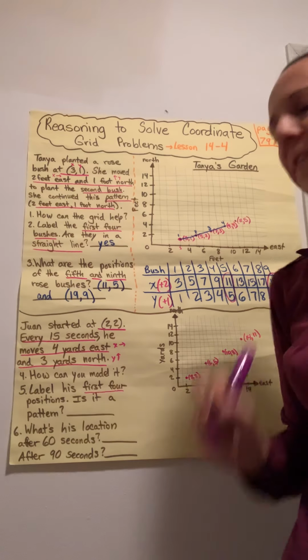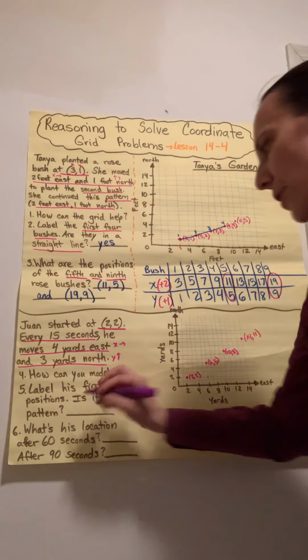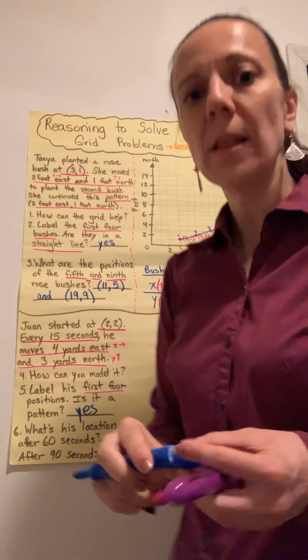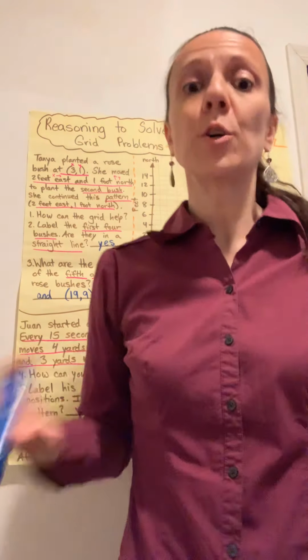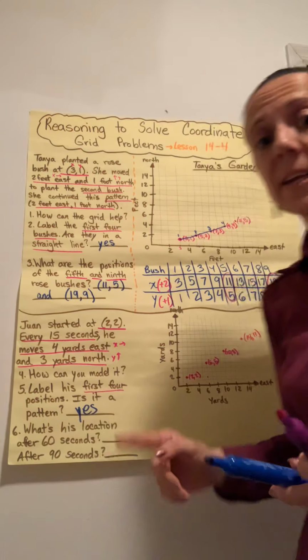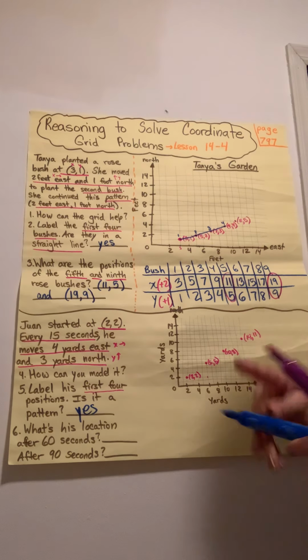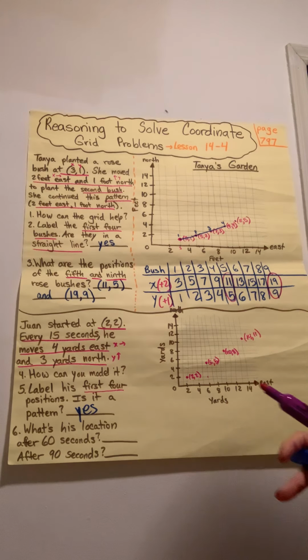And it asks me if it is a pattern. Is it a pattern? Yes, it absolutely is. How can I tell? First, I can look at the directions. I'm doing the same thing each time. Second, I can look at the coordinates. I can see that each x coordinate is plus 4. I can see that each y coordinate is plus 3.